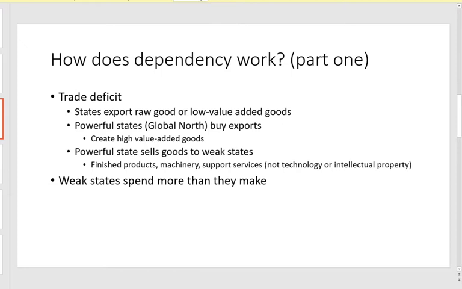And so you start exporting raw goods and low value added goods. You start exporting that crude oil. You start exporting textiles. You start exporting denim, right? Denim's a really good example because it's going to make sense in a minute. The states that are buying those exports are in large the United States, Western Europe, Russia, and China. Those are the big global north powers. And so they buy these exports.